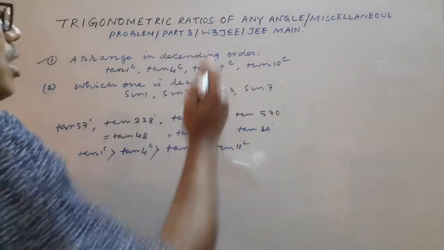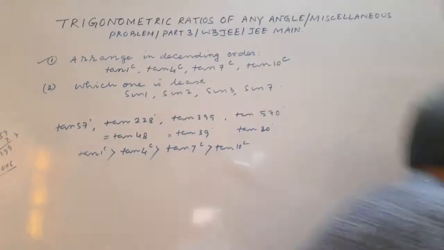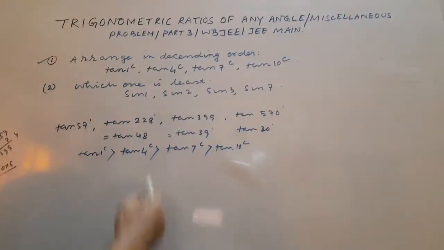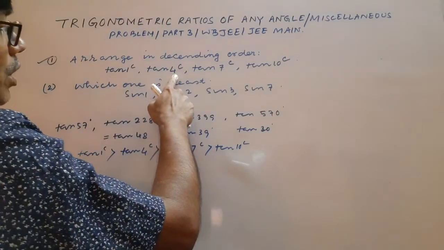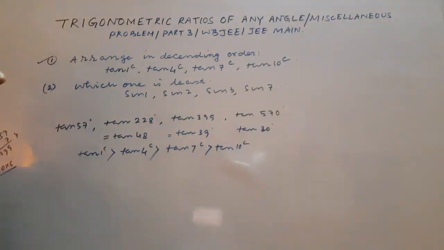Arrange in descending order: tan 1 degree, tan 1 radian, tan 4 radian, tan 7 radian, tan 10 radian.